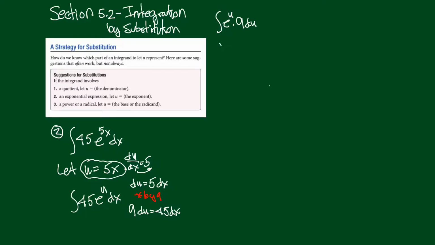I'll take the 9 out. It's a constant. So remember, when you differentiate or integrate, the constant comes along. E to the u du. And we recognize this. The integral of e to the x dx is just e to the x, but we have u, so we'll call this 9 e to the u plus c. And one more step, right? One more step. Replace that u with what we did in the beginning, 5x. So I'll resubstitute. I'll call it 9e to the 5x plus c.